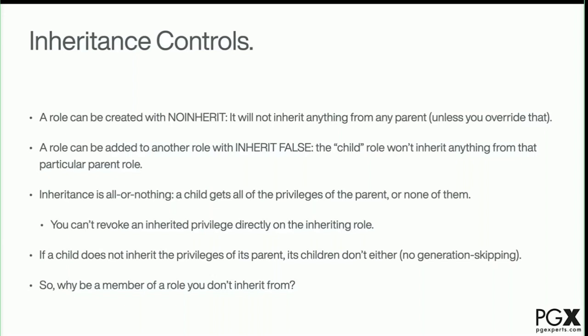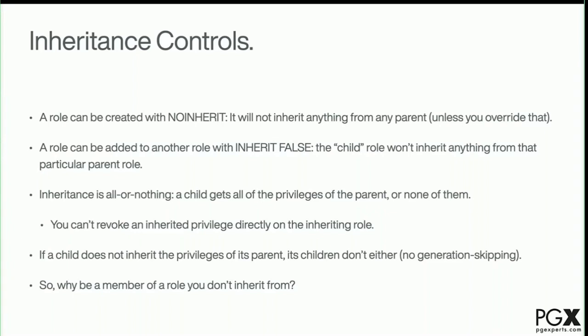And inheritance is all or nothing. You get all the privileges of your parent or none of them. And you can't revoke an inherited privilege on the inheriting nodes. So for example, you have a parent that can select from table T. A child joins it. Now it can select from table T. Even better, let's say the parent can select and update table T. The child joins it. Now it can select and update. But you can't revoke just update from the child, for example.